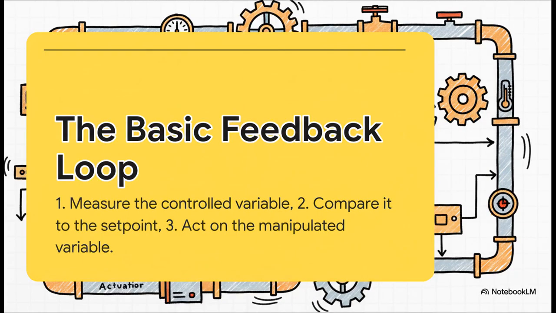Well, the simplest answer is something called a feedback loop. Just think about the thermostat in your home. It's doing a constant three-step dance. First, it measures the current temperature. Second, it compares it to the temperature you actually want. And third, it acts by turning the furnace or the AC on or off. It's this constant cycle of correction, and this simple idea is the absolute foundation of all process control.